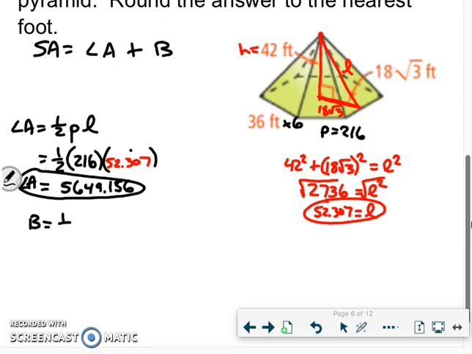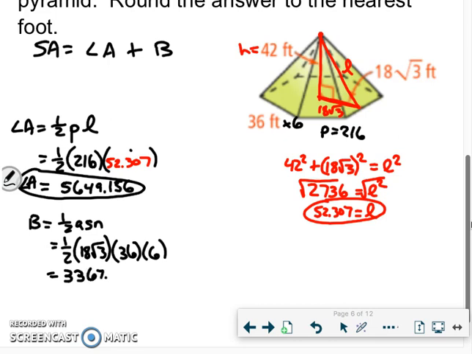Capital B is 1/2 ASN because it's a regular polygon again. 1/2 ASN. I do have that A was 18 square root of 3. I do have the side length of 36. I do know that it's a hexagon that has 6 sides. So that big B is going to give us about 3,367.106 for my capital B. So that means I'm ready to get my final answer. So it'll be a little bit of a larger answer this time.